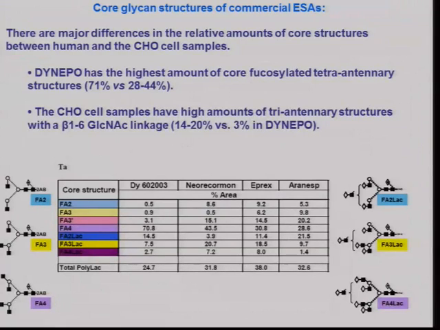Another thing you might want to do is report the core glycan structures. So this is the number of antennae that each product has, and also the levels of these core fucosylated tetra-antennary structures. Again, here we've reduced everything using the enzymes, and then we've quantified the different antennae that we have in the glycosylation levels. So you can easily see that this FA2 is very low in Dinepo, it's higher in RNS, and so on.